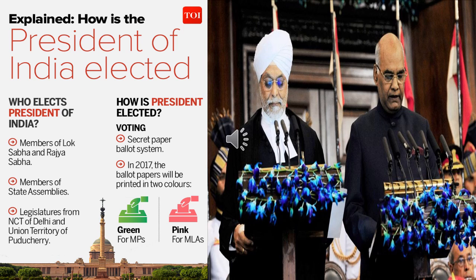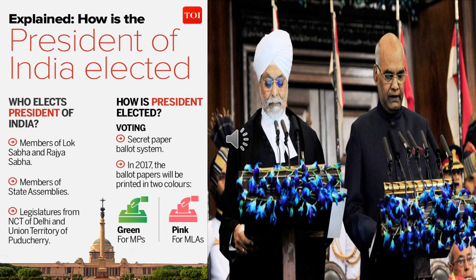They have to choose the candidates by number. They have to give the first preference, second preference and third preference. The person who gets most of the first preferences will be chosen as the President of India. Once elected, he or she has to take an oath of office before the Chief Justice of India.